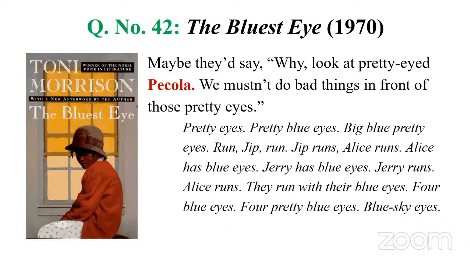She thinks if she gets blue eyes, she would be respected and treated equally by others. So that's her illusion. And the novel talks about her obsession with blue eyes, or the bluest eye. And this is a protagonist. She is the protagonist of this work, Pecola, P-E-C-O-L-A. So this is how she thinks.